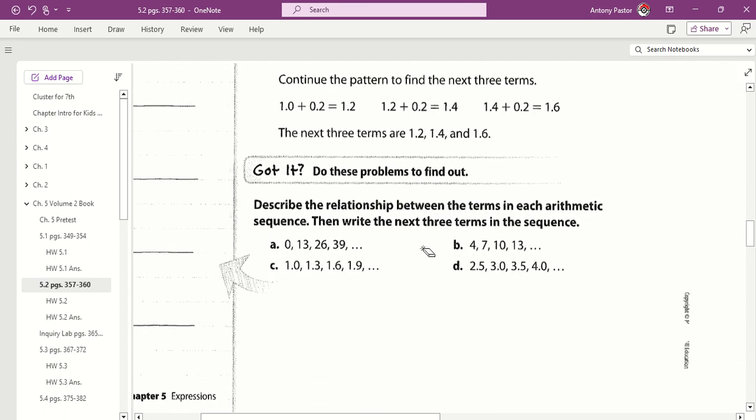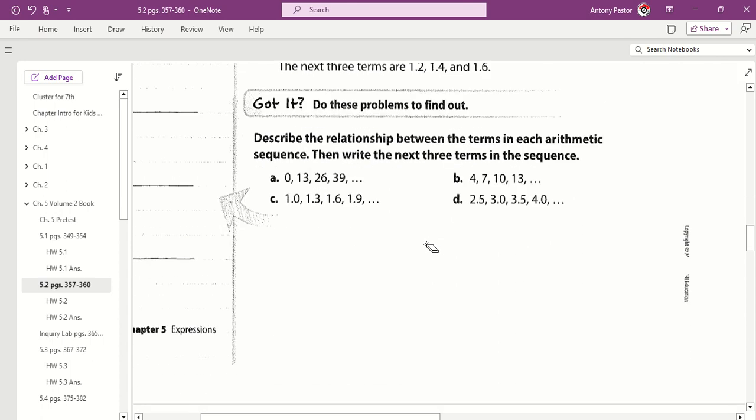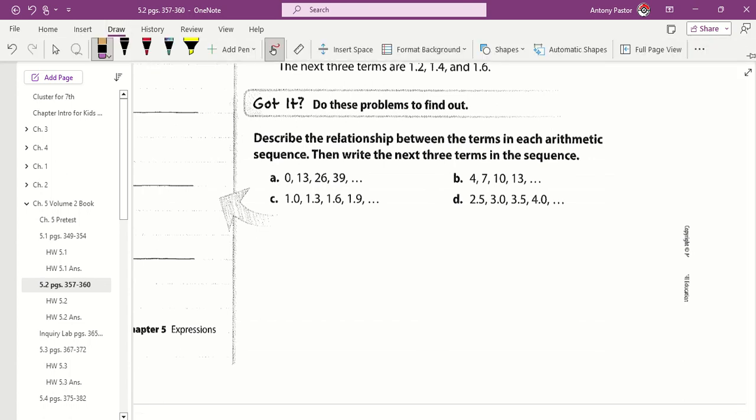Describe the relationship between the terms in each arithmetic sequence, then write the next 3 terms in the sequence. So in this one, it's telling us that these are all arithmetic sequences. They're all going up by the same amount. They want us to explain the relationship.